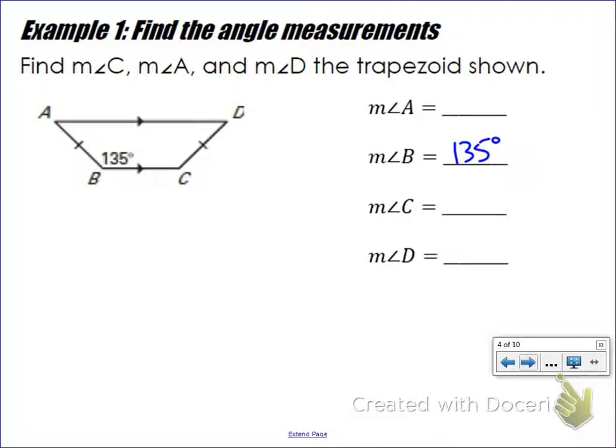Now, based on one of the properties we just talked about, isosceles trapezoids have congruent base angles. So BC is one of my bases, and this angle right here, angle B, is 135 degrees. The other base angle right here would be angle C, and those are going to be congruent to each other. So angle C is also going to be 135 degrees.